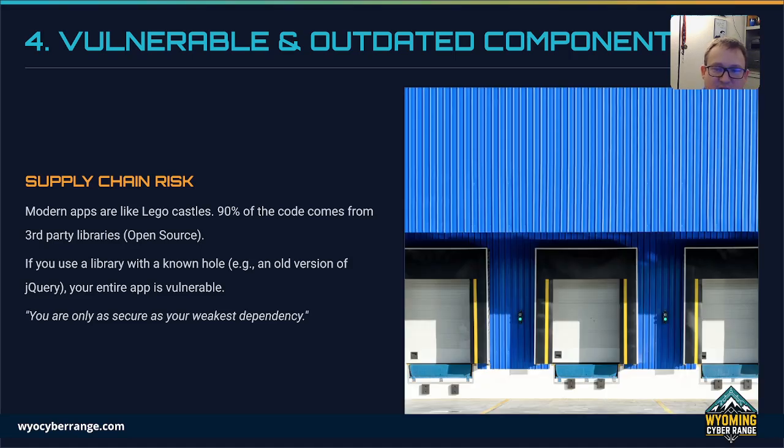Modern software is not written from scratch. It's normally assembled like Legos. Developers are going to use what we like to call dependencies. These are going to be third-party libraries for things like logging, math, graphics, and 90% of modern apps, well, it's going to be running other people's code. This is going to cause a supply chain risk. If your library calls jQuery and it has a known hole or vulnerability, your app now has that hole as well. As the slide says, you are only as secure as your weakest dependency.